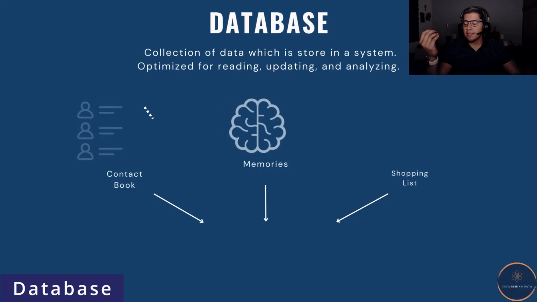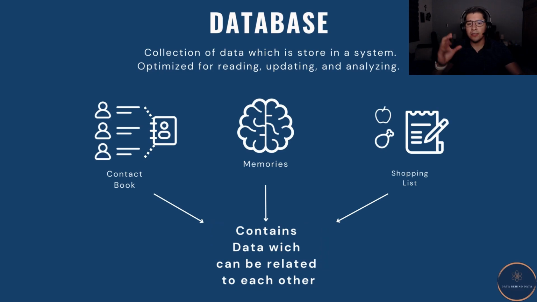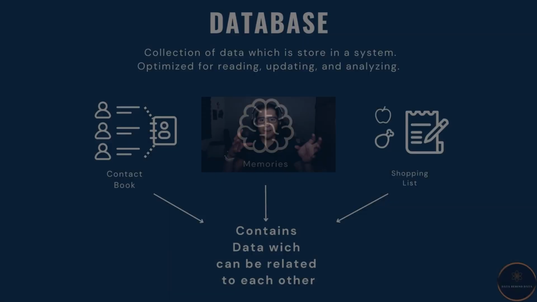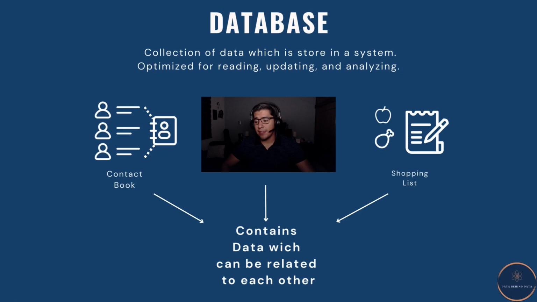What's a database? Basically, a database is a collection of data that is organized and centralized in a system that can be optimized for reading, updating, and analyzing. And while you might at first associate a database with a computer or a computer system, it can actually take many forms. For example, a shopping list, an address book. But it's important to keep in mind one key aspect of a database, and it's that a database contains data that can be related to each other.